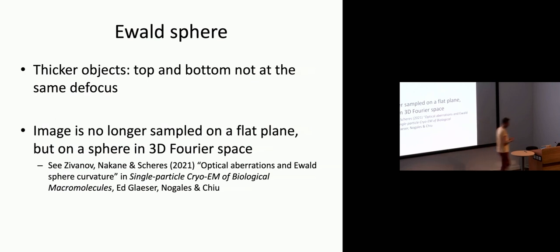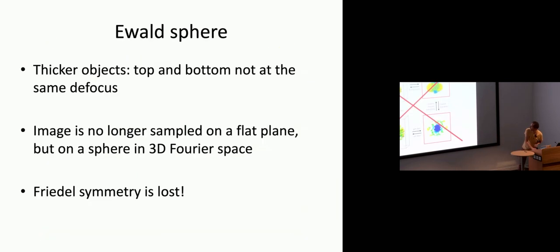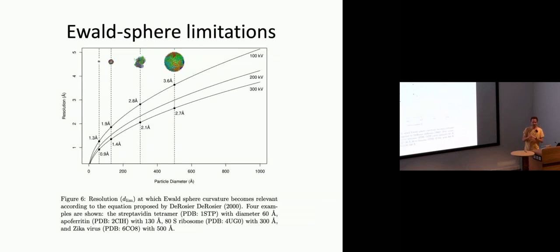Takanori Nakane did a beautiful derivation of how that relates to what Richard already explained on Monday: you no longer sample the Fourier transform of the image on a plane in 3D Fourier space, like I just explained with the gamma-corrected images. You now sample the Fourier components of the 3D object on a sphere. One of the consequences is that Friedel symmetry is lost.